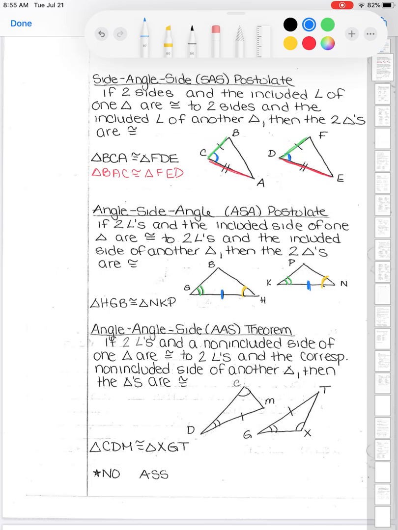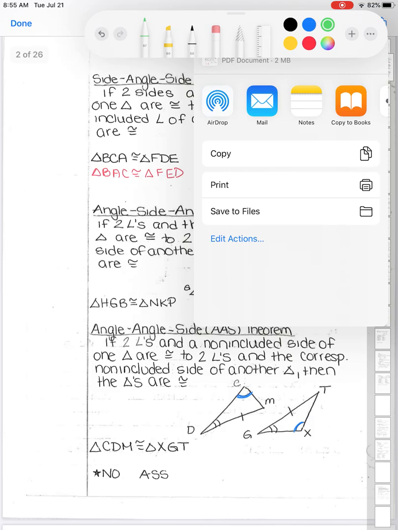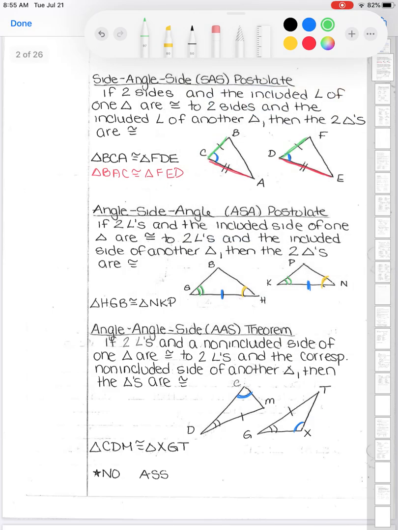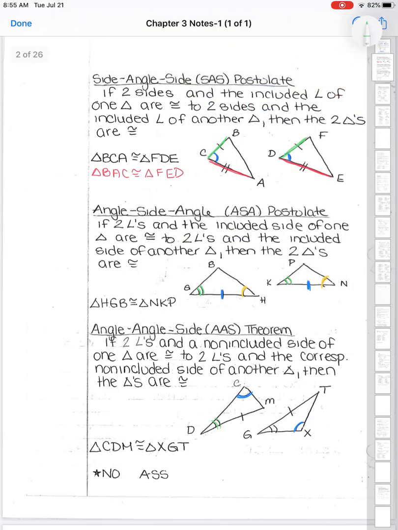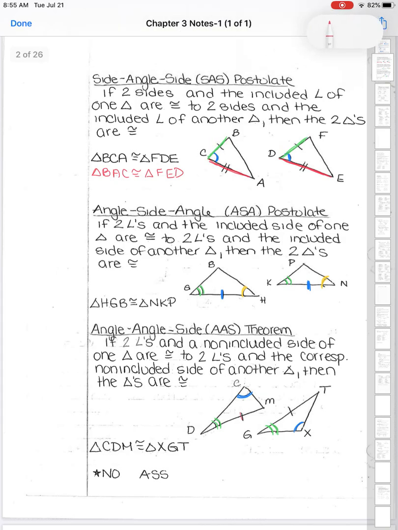All right, the fourth and final one is angle side. So the difference here is we still have two angles, but now the S is not between the two angles that we have, which means the side is now non-included, which means it is not between the two angles that we have. So it says if two angles and a non-included side of one triangle are congruent to two angles and the corresponding non-included side of another, then the triangles are congruent.